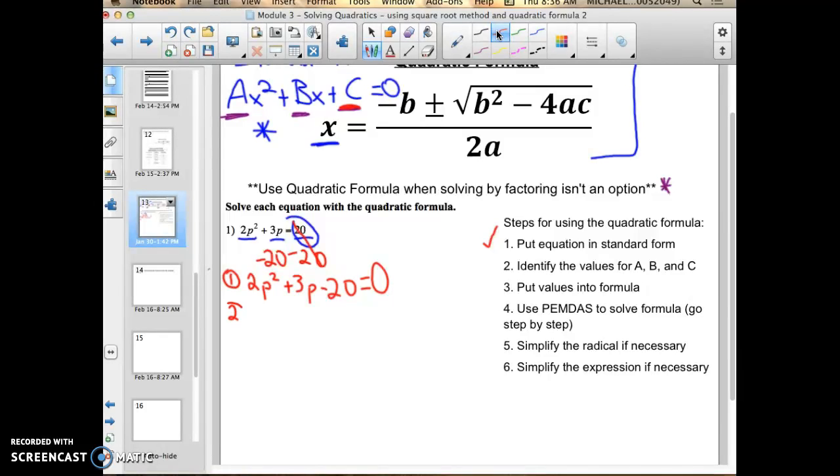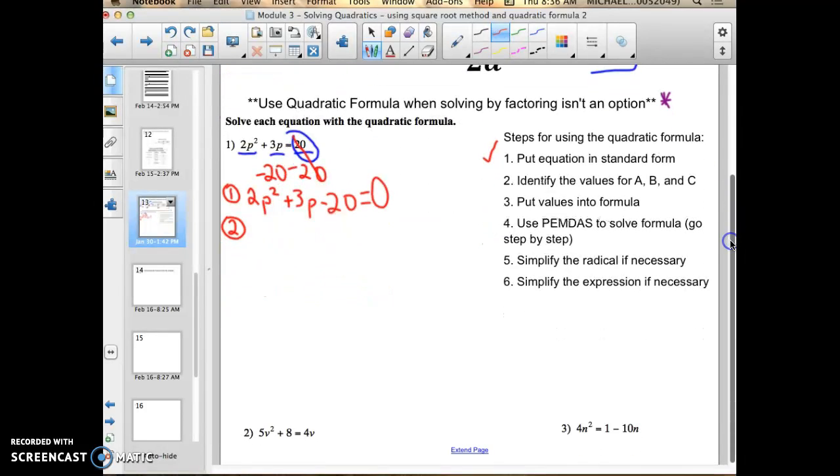Now, Step 2, please get in the habit of writing this out every time, just so you don't make any mistakes. You have to be very particular about your negatives. Step 2 is identify the values for A, B, and C. So my A, again, I'll do it in a different color. A, my B term, and my C term.